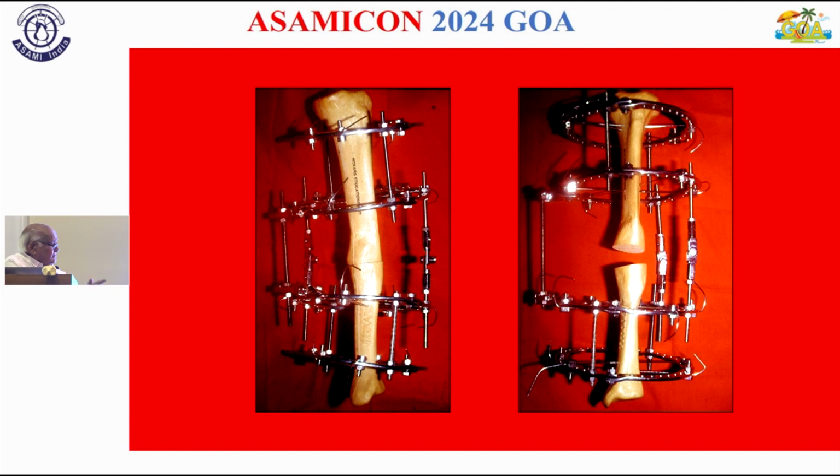And then you put your distraction rod. So this is the distraction rod, and these are the two hinges. This is the hinge, this is the hinge. If you put these hinges at the level of the cortex here, then you get an opening wedge like this.